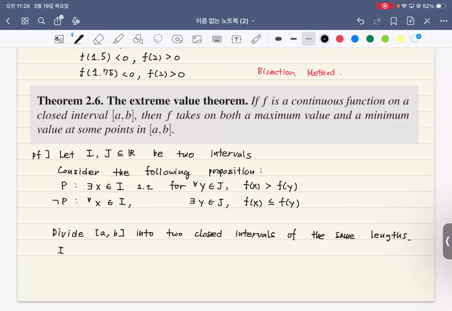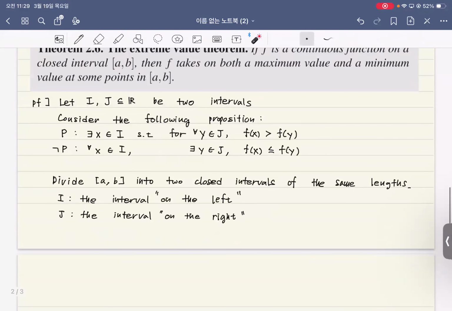So I is the interval on the left. Yeah, I know this is not a very mathematical statement, but sorry about that. But J is the interval on the right. Okay, so now we have two intervals I and J. Therefore, for these given intervals I and J, either one of these must be true.